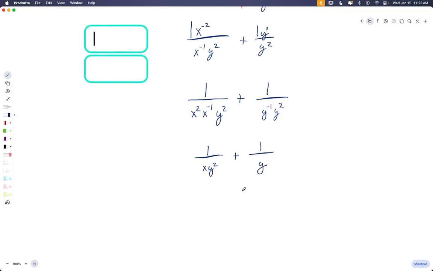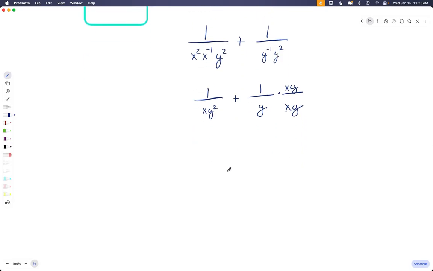But we want to put them back together in the same term. So we're going to find a common denominator. And when we find the common denominator, this already has a y in it. So this is our common denominator. So we have to multiply this one by what's missing. And that's going to be times xy over xy. Because then that will give us xy squared on the bottom here.